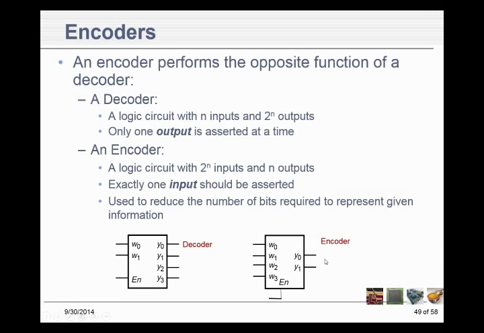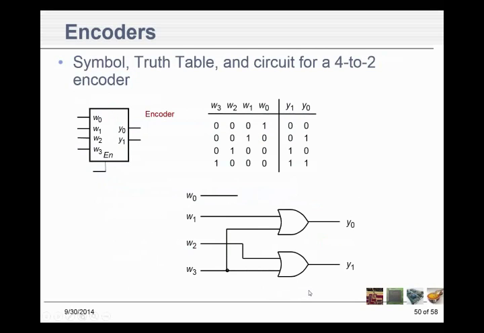So what we've done is we've taken this where 1 bit represents a number, and here we're turning it into a 2-bit number, and so we're reducing the number of bits it takes to actually encode that. Here's a diagram of the way the encoder works and a truth table.